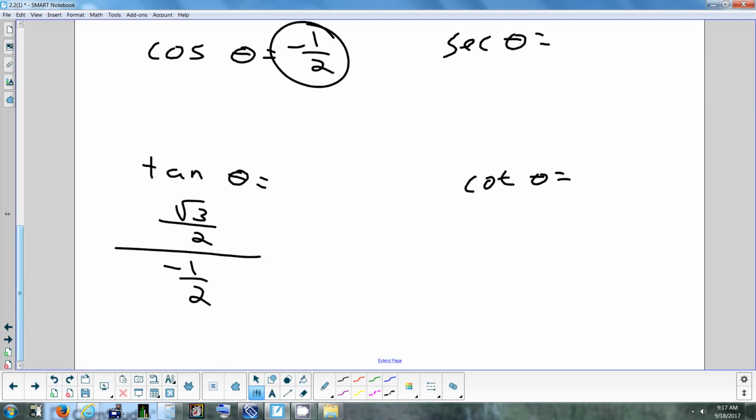Okay. Now before I go any further, does anybody see what's going to cancel out there? The 2's. Some people like to take what's in the bottom, flip it, and multiply by what's in the top, multiply by the reciprocal. Okay. Or if you just see the 2's, that's exactly what would happen if you multiply by the reciprocal. The 2's would cancel, and I'd be left with negative square root of 3. Okay. Any questions on tangent?